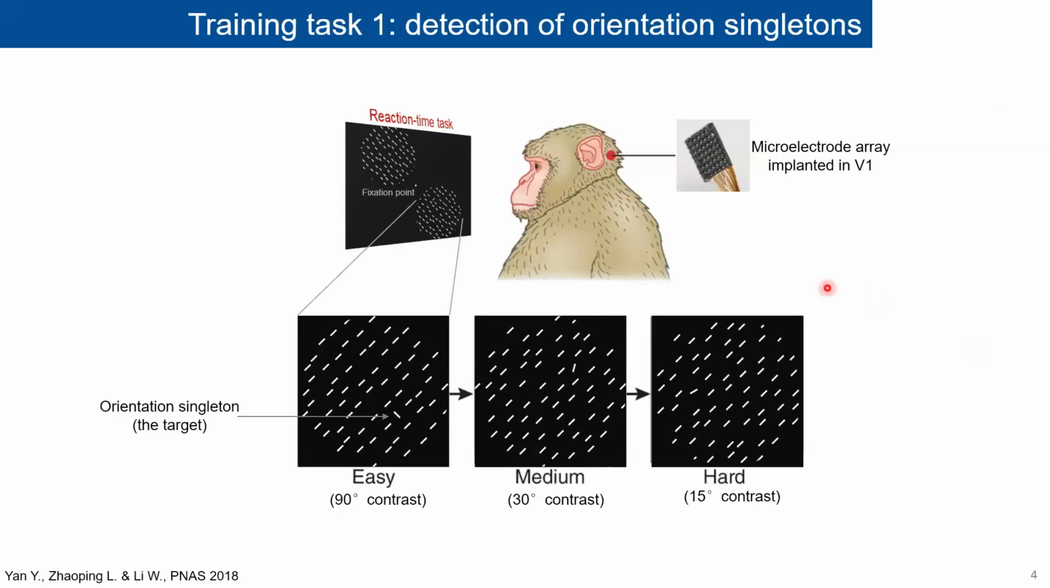In the first training task of orientation singleton detection, the 2 stimulus patterns were simultaneously displayed, and the target orientation singleton with different orientation contrasts against the background could appear in either of these 2 patterns. The monkey indicated the target by making a saccade as fast as possible. During the task, we recorded V1 responses using microelectrode arrays implanted in V1.